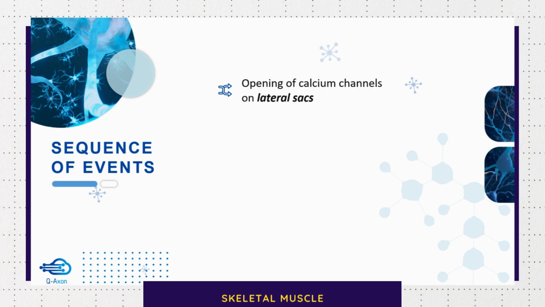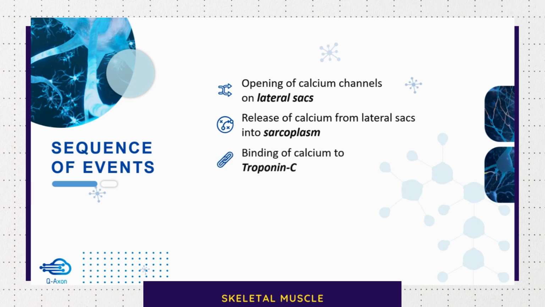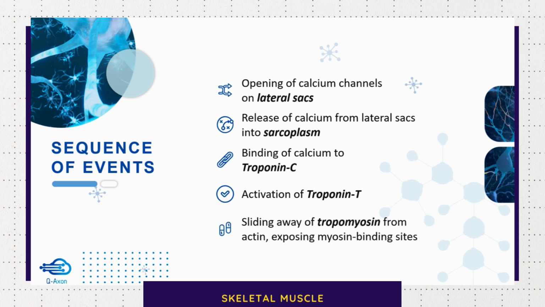So this in turn leads to the opening of calcium channels on the lateral sacs or terminal cisterns. So the calcium ions now move out into the sarcoplasm from these lateral sacs. This calcium binds to troponin C. This activated troponin C will in turn activate troponin T. And we know that troponin T is bound to tropomyosin. So it pulls away the tropomyosin from the actin, exposing the myosin binding sites on actin.